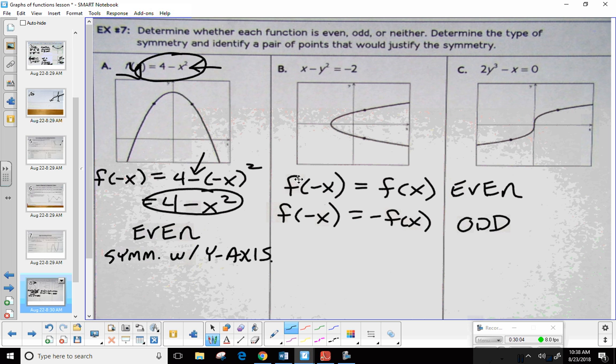Now, the instructions say to go ahead and choose a point and show how it would be reflected with that. I'm not going to choose a specific point. Let's just choose a generic one. So let's say we take any point x, y on an even function. How is that point going to change if I reflect it with the y-axis? If I have that symmetry. Will the x change, the y change, or both?